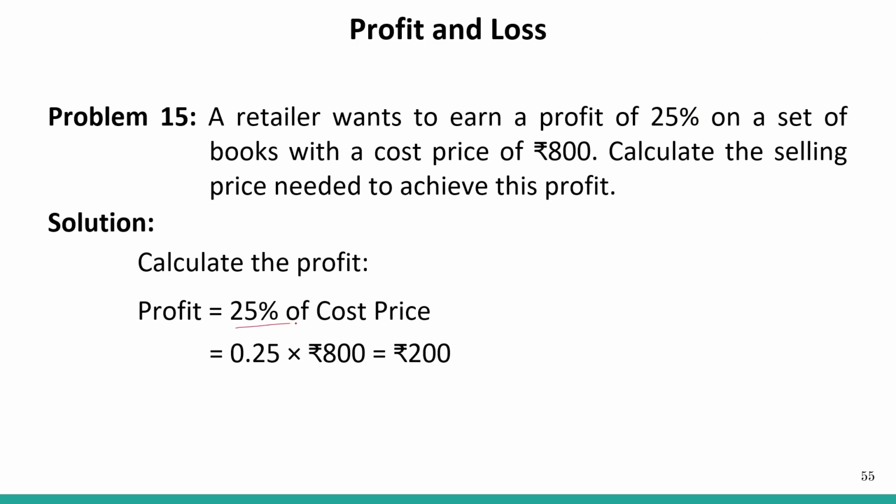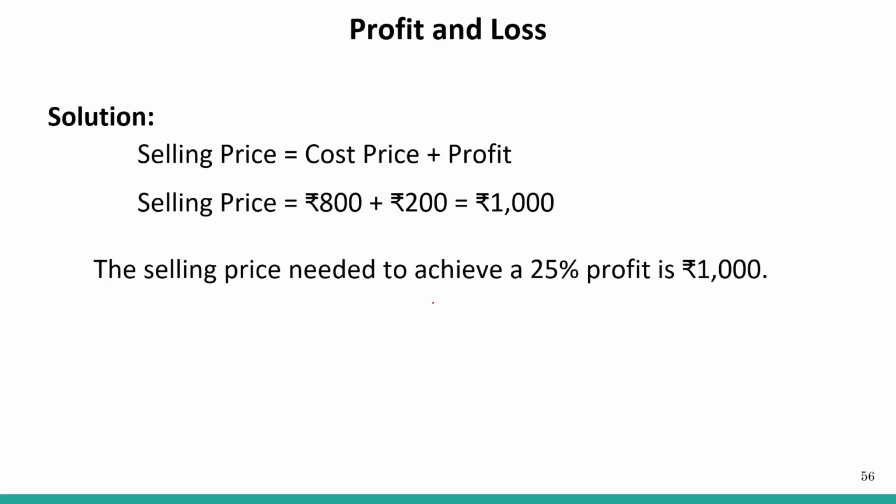So profit is equal to 25% of the cost price is equal to 200. So cost price plus profit is equal to selling price. So selling price needed to achieve 25% profit is nothing but 1000 rupees. Okay, so that's enough for now.